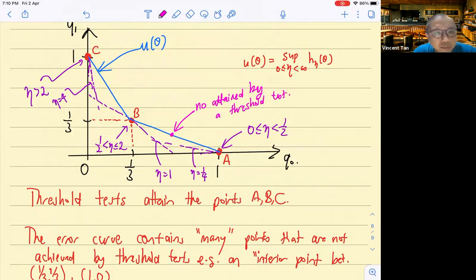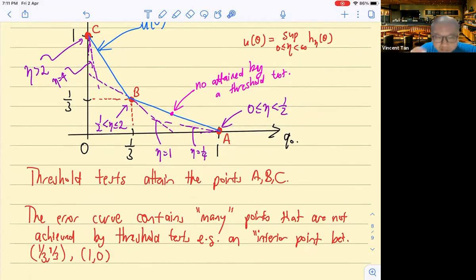Okay. So the point here is that we will have some particular points that are not attained by threshold tests, unfortunately. Okay, so usually, how do we make use of this error curve? How do we make use of this error curve?